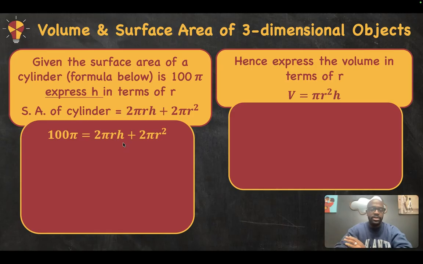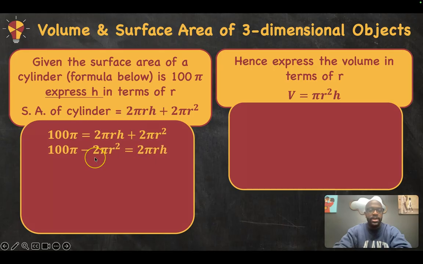Multiply or divide whatever is left next to that variable. So in this problem, we're going to isolate 2 pi r h because that's the only place you see h. So we'll subtract 2 pi r squared, and we get this. Now the next step would be to divide out 2 pi r so you can isolate h.